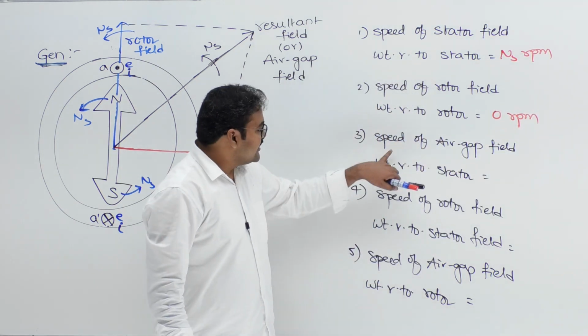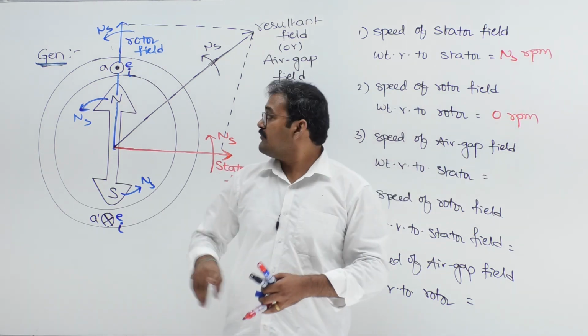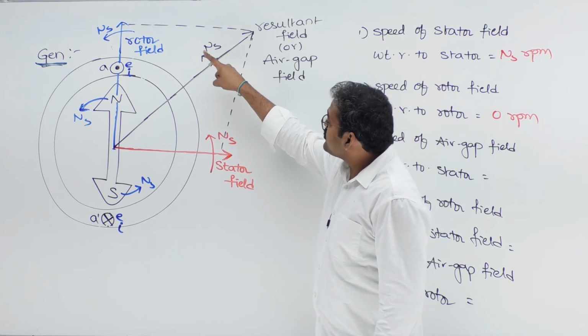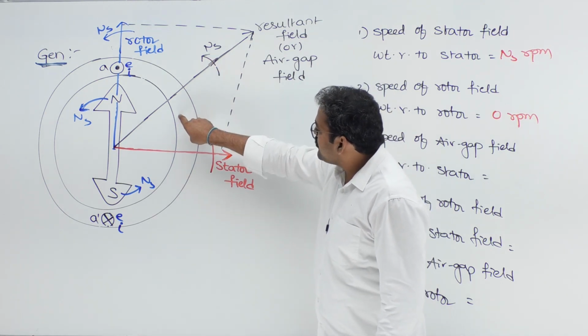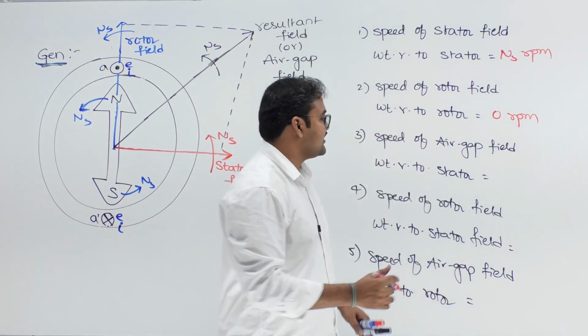Next, the speed of the air gap field with respect to the stator. The air gap field speed is ns. With respect to the stator, meaning the stator core, which is stationary. Ns and stationary. What is the relative speed? Ns.